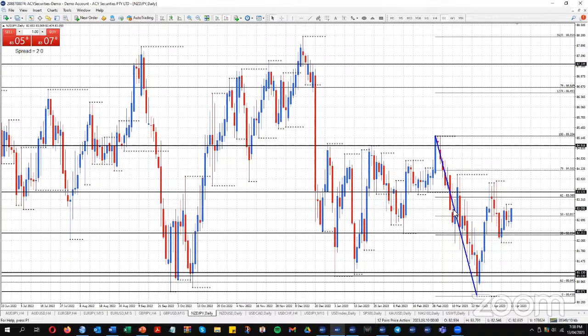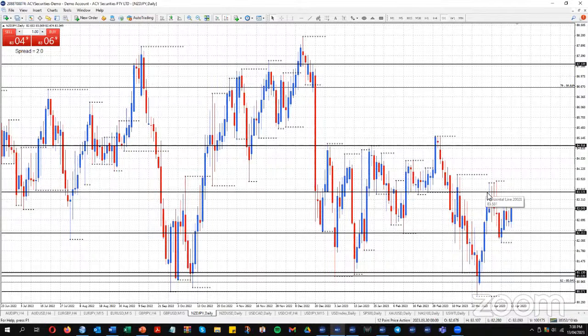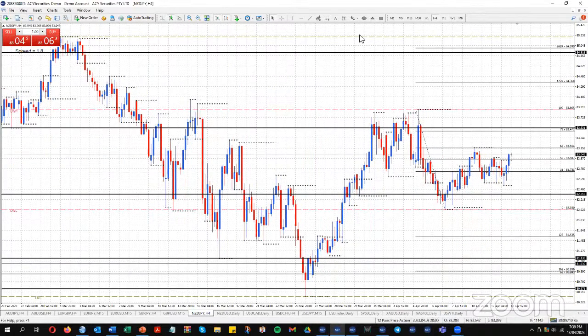I would just be monitoring the level that we failed at last week at 83.53 up here. Just price, because you can draw a smaller fib here across that range. 79% level is at 83.47. That resistance is at 83.53. So that would be an area I will just watch.